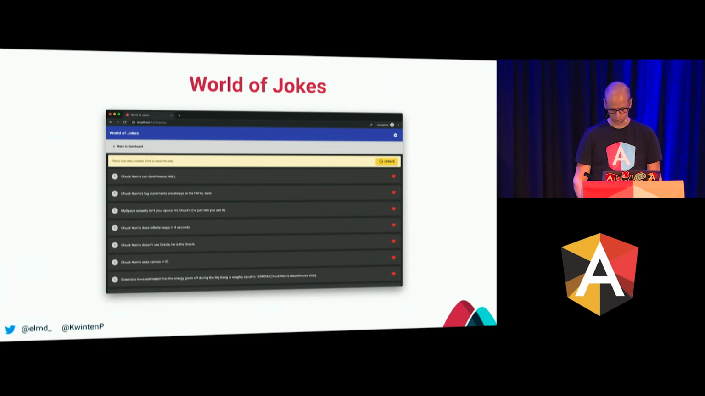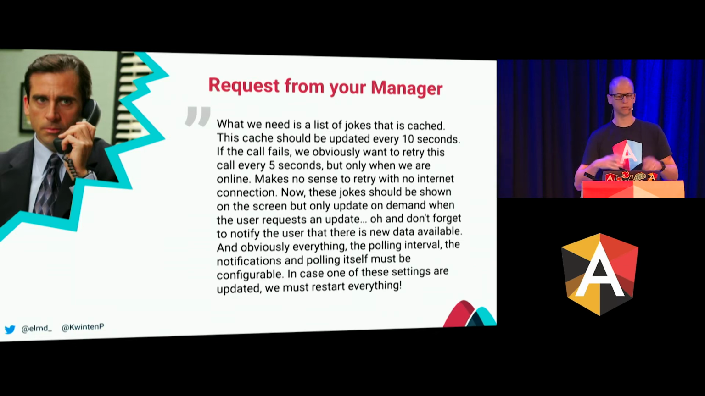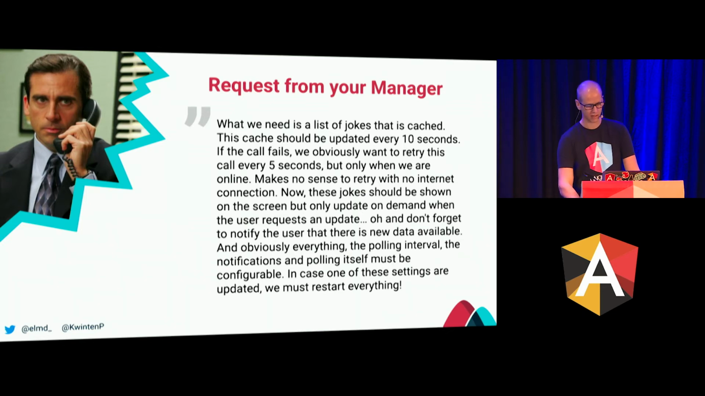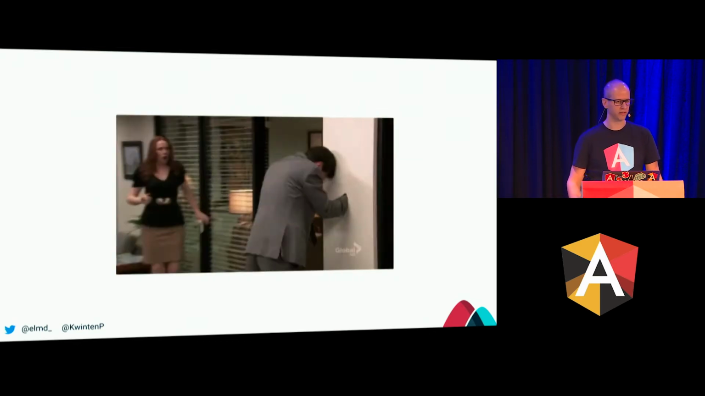What does it actually need to do? So what we can do is go to our product manager, and then we are in luck. Our product manager is Michael Scott from The Office. I really love The Office. It's a great show. So when we go there and ask him what we do with this design, he tells us, well, we need a list of jokes that is cached, and it should be updated every 10 seconds. And if it fails, we want to retry, and we call every 5 seconds, and blah, blah, blah. And it just keeps on blurting out stuff. And when I leave the room, I'm kind of mad, and I want to punch a hole in the wall, because what do I actually do with all of this information?